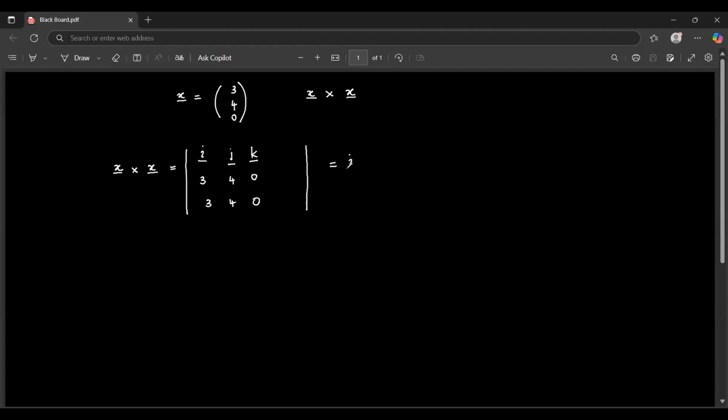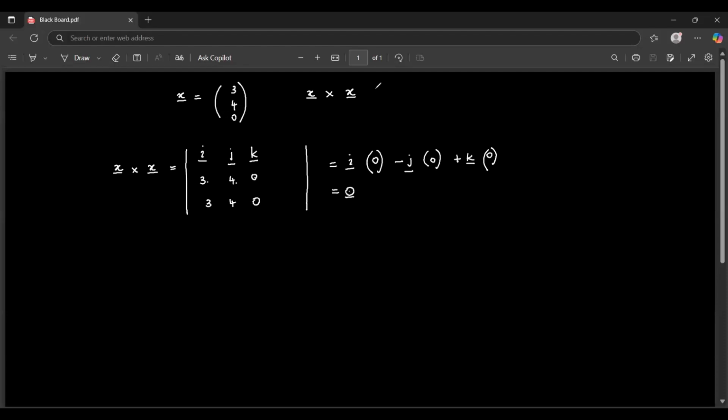It can be given as i into 4 into 0, 0 into 4, 0. So it will be 0, minus j into 3 into 0, 0, 3 into 0, 0. So it will be 0, plus k into, you will have 3 into 4, 12, minus 4 into 3, minus 12. That is also equal to 0, which means it is equal to a null vector.